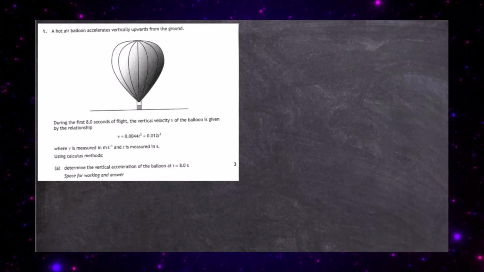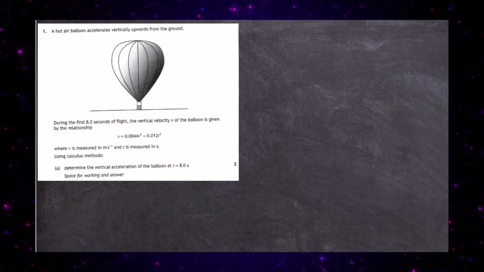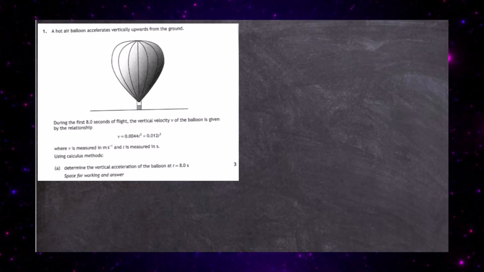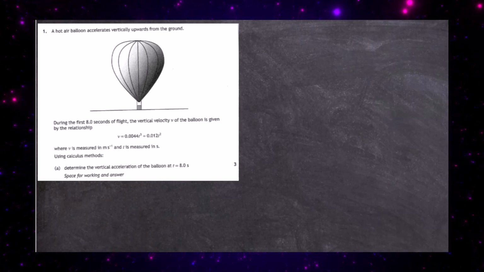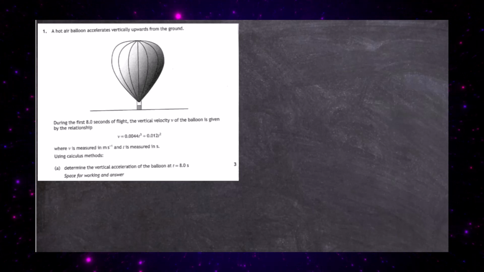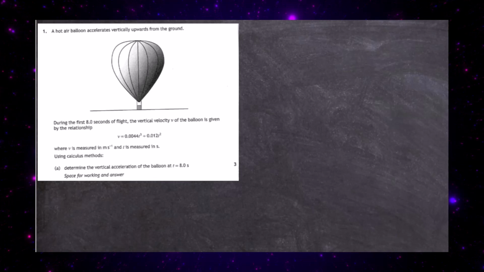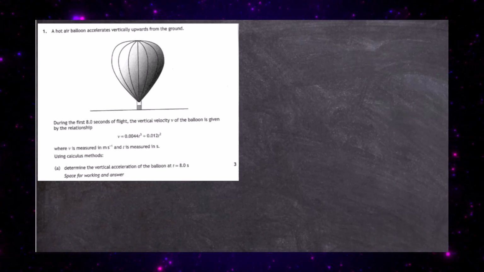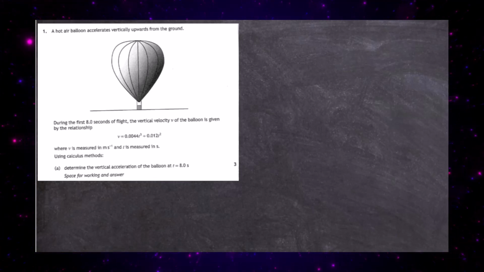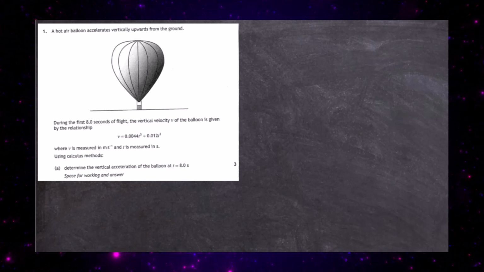v equals 0.0044 t cubed, add on 0.012 t squared, where v is measured in meters per second and t is measured in seconds. Now, using calculus methods, we're asked for 3 marks to determine the vertical acceleration of the balloon at a time t equal to 8 seconds.